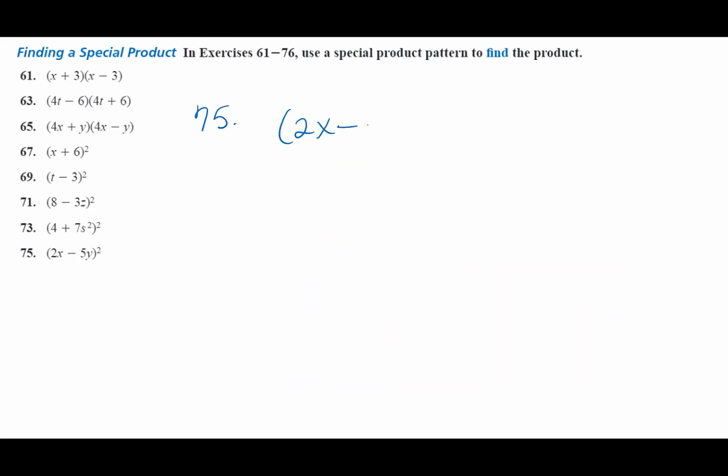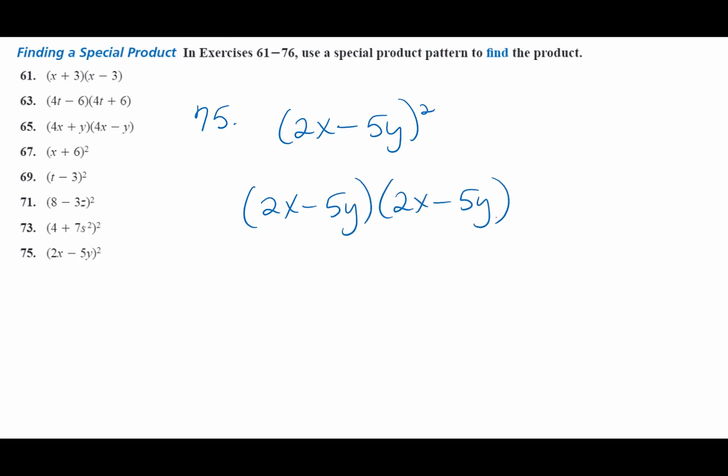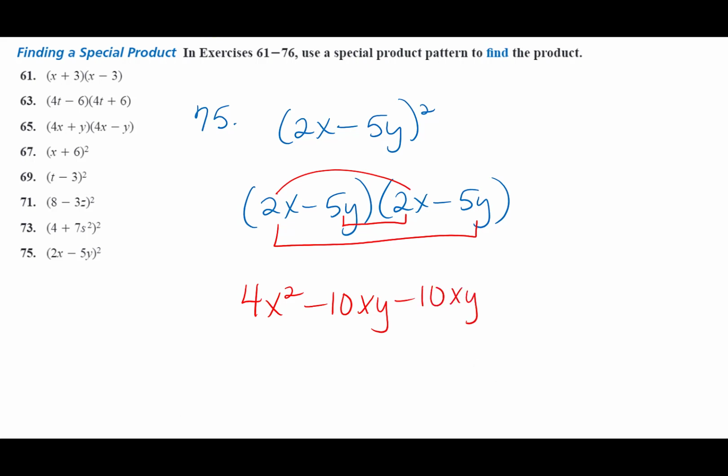This is 2x minus 5y quantity squared. Please write that out twice. It'll make it easier to use the FOIL method. 2x times 2x is 4x squared. 2x times negative 5y is negative 10xy. Put those letters in alphabetical order. The inner terms, negative 5y times 2x. Again, multiply the numbers, but then put the variables in alphabetical order. And then negative 5y times negative 5y is positive 25y squared.